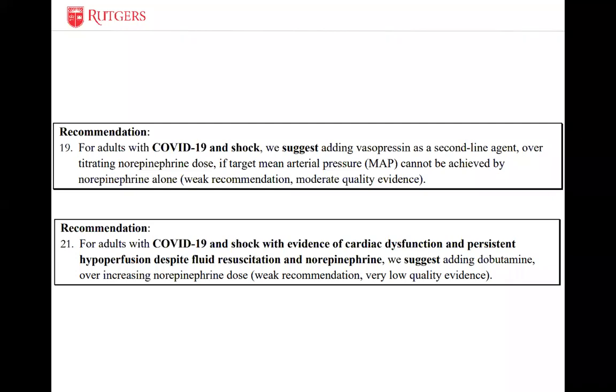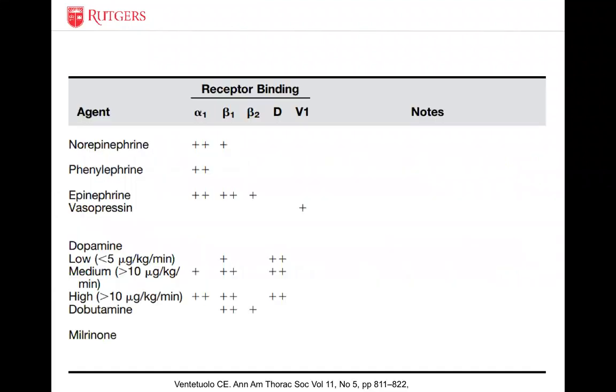Okay. The second recommendation here, for patients with COVID-19 and shock with evidence of cardiac dysfunction, is that they suggest adding an inotrope like dobutamine. All right, now I'm going to go into the forms of shock which we're seeing with patients in COVID-19, and you'll get an idea from the cases that I'm going to show you when you would want to start vasopressin and when you might want to start dobutamine.